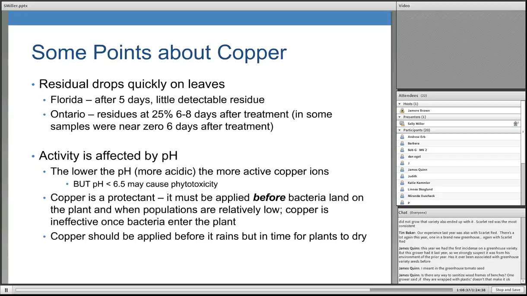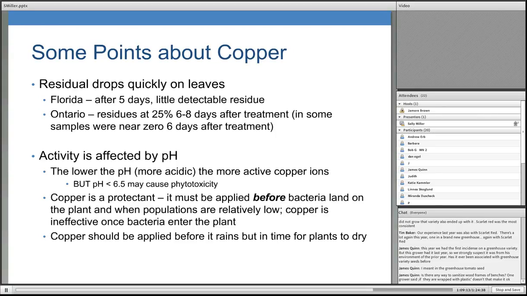First is that the residual drops really quickly on the leaves. There was some work in Florida that showed, under outside conditions, there is very little detectable residue 5 days after application. Similar results were found in Ontario. Again, this is just a report that we were given; a lot of this stuff is not in the literature. So that's why growers in Florida are painting their tomatoes almost blue with copper products every 5 days at least, because of how quickly that residue drops.